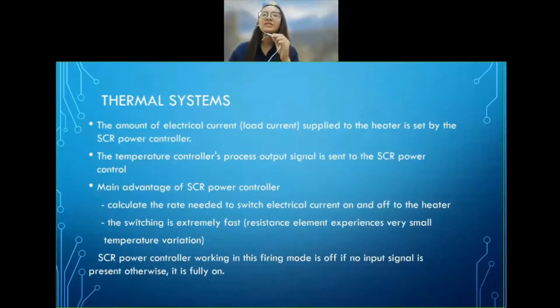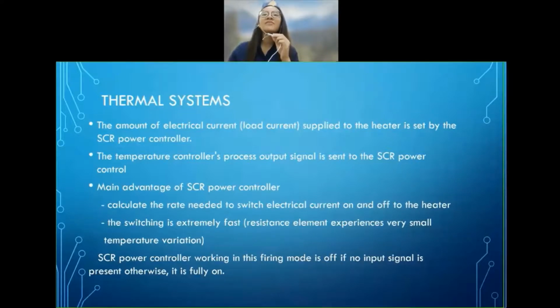Thermal systems is one of the applications of SCR. The amount of electrical load current supplied to the heater is set by the SCR power controller. The temperature controller's process output signal is sent to the SCR power controller. The main advantage of the SCR power controller is that it calculates the rate needed to switch electrical current on and off to the heater. And the second one is the switching is extremely fast, so the resistance element experiences very small temperature variation.